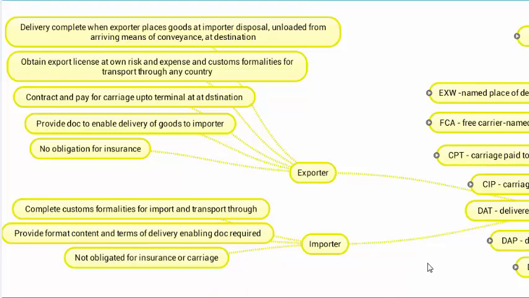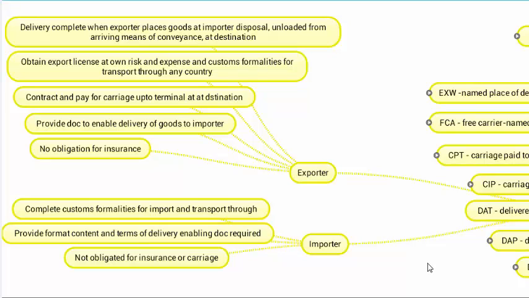Let us look at DAT. DAT, DAP, DDP are normally used when terminals are used and not a port, like maybe a cross terminal or multi-transport terminals like ICT, inland container terminal and things like that, containerized shipments most of the time. What are the responsibilities of the exporter? The exporter has no obligation for insurance.